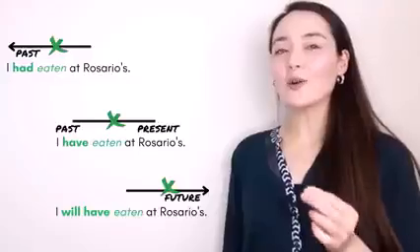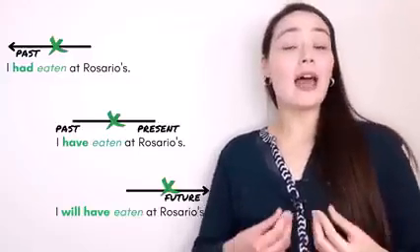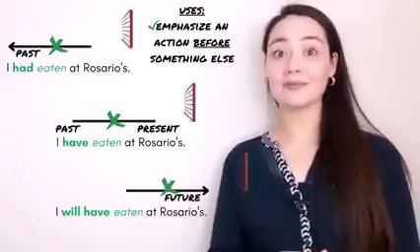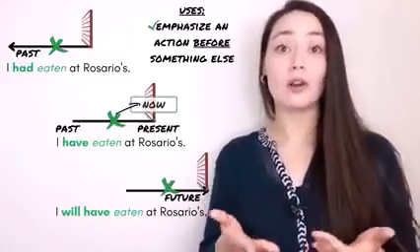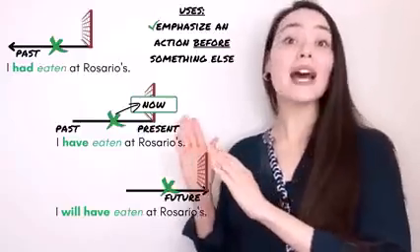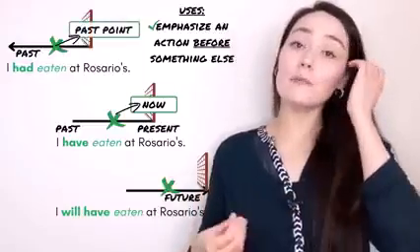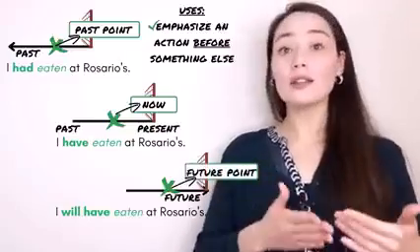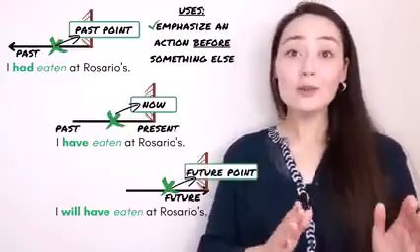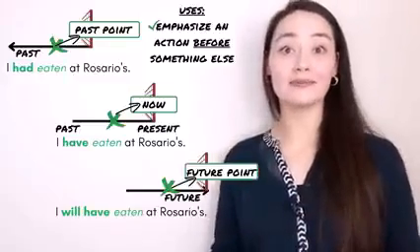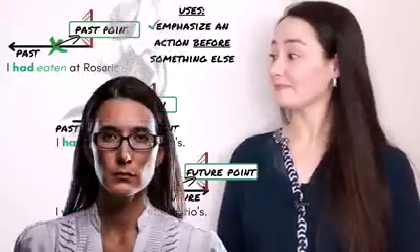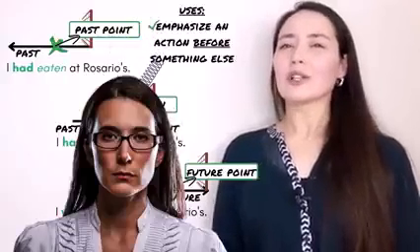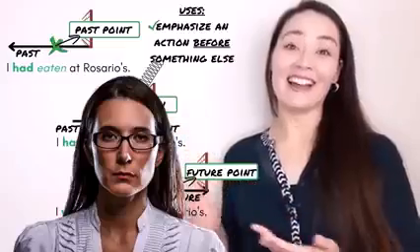The perfect tenses are really special because they emphasize an action before something else. Present perfect: before now. Past perfect: before another past point. Future perfect: before another future point. You can really see how similar these three are. I understand. Let's do these one at a time.